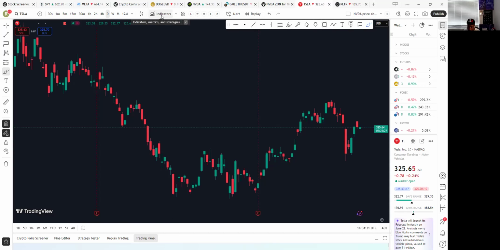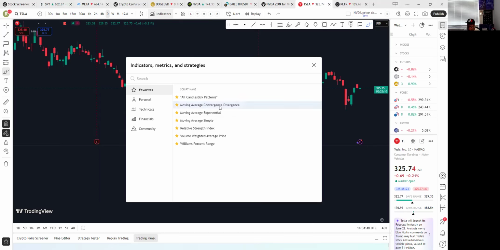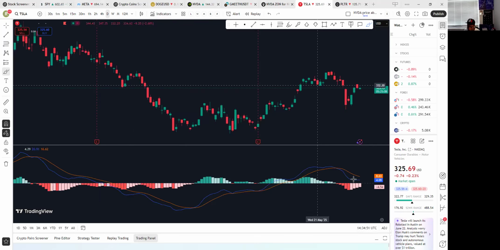First, you go to your indicators there. You click on it and you look for moving average convergence divergence. We call it MACD. So that means moving average convergence divergence. You click on it and it's already been added to your chart. You see, it's added to your chart.